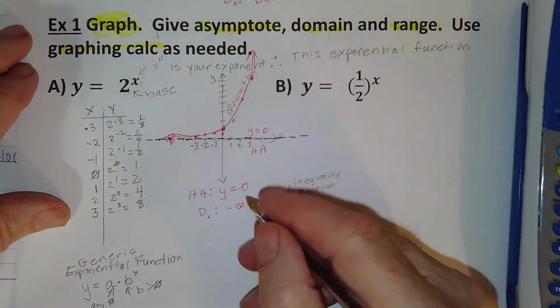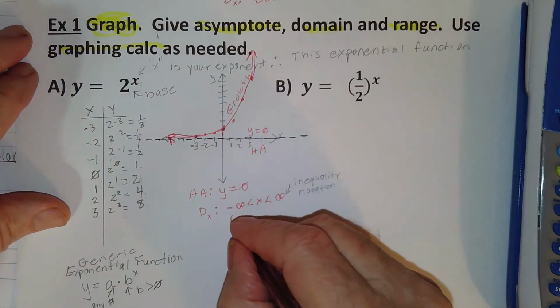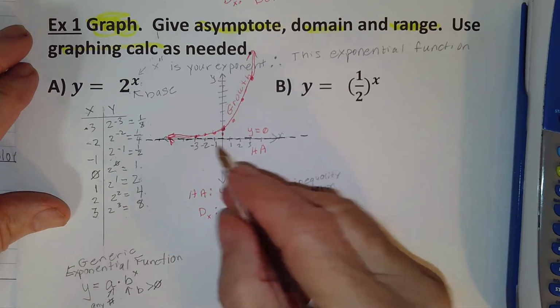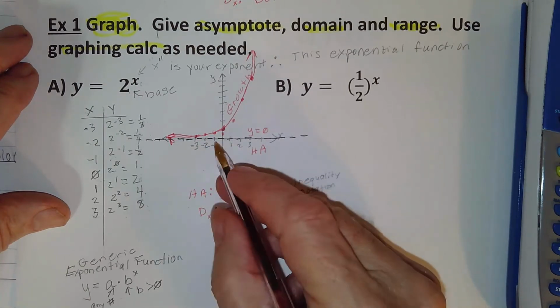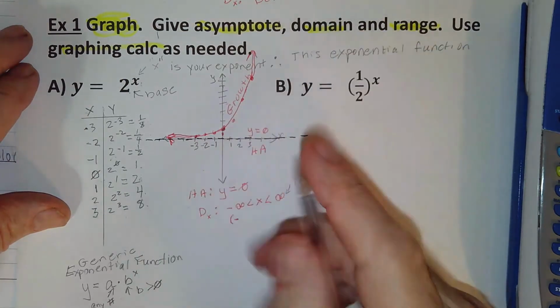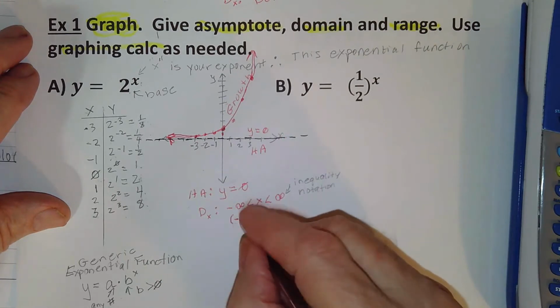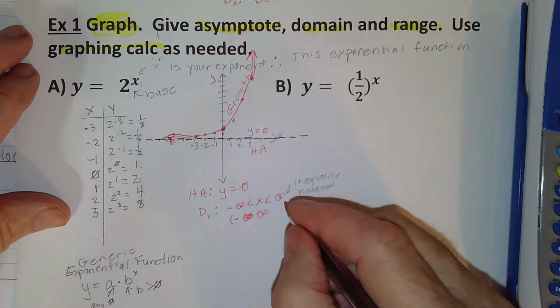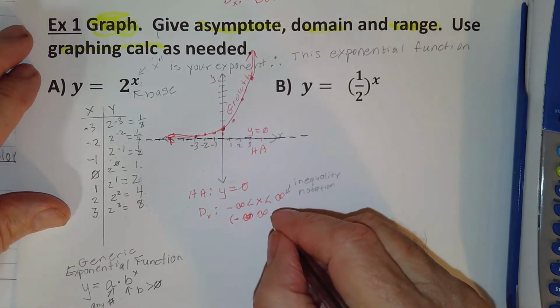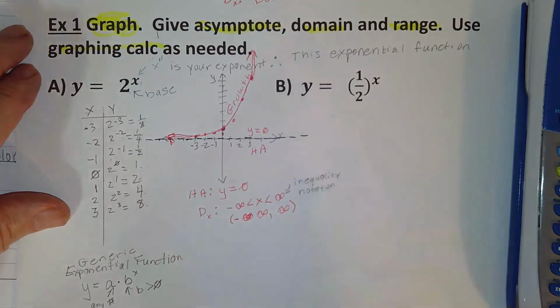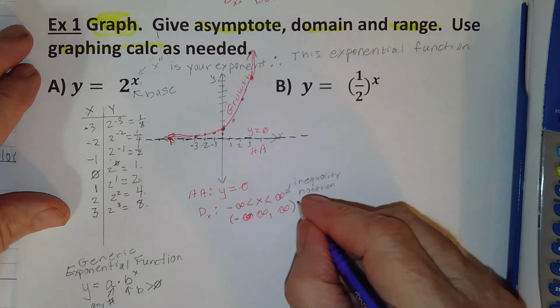And then another way to do this is to use parentheses. Because the asymptote doesn't quite touch the graph of the exponential function, it just approaches it, the parentheses denote that, okay? Meaning it tells you that's what's going on. There we go. Negative infinity, comma, positive infinity. Okay? All right. And that's what we call interval notation.